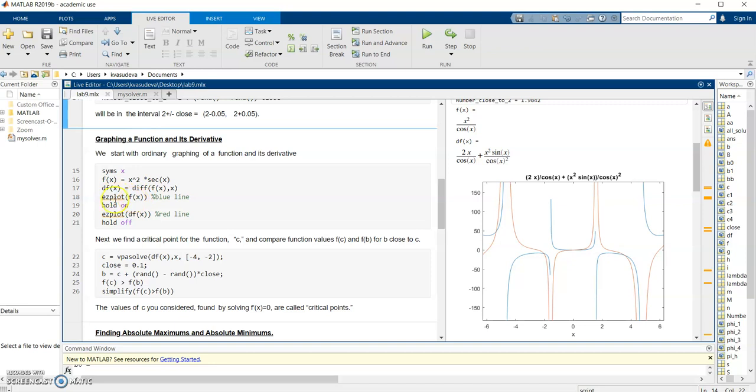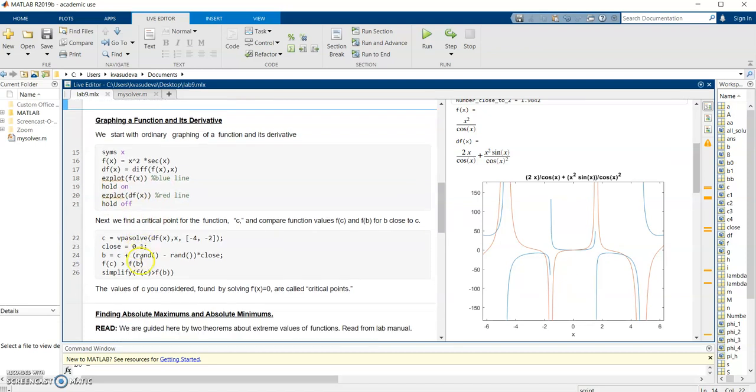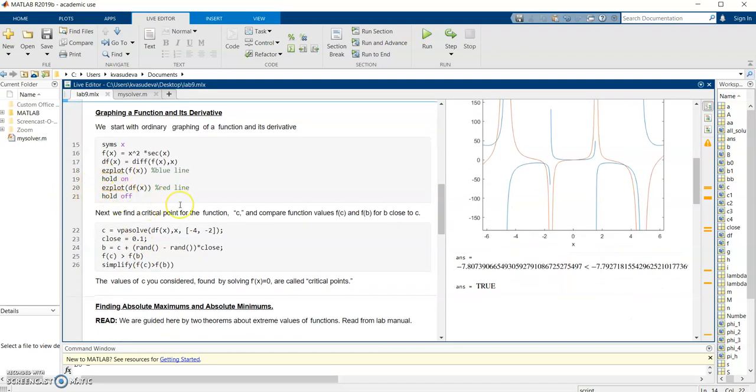You can plot f of x using the ezplot command. Hold on, plot the derivative of the function f of x again. We have seen this earlier, so we are going to follow the same thing. Next step is to find the c value. I'll let you know what a c value is. A c value is a critical point. Now we have to find that. VPA solve df of x at x in the interval -4 to -2. I'm again creating a random number, say close is equal to 0.1, just to check the statement after all.